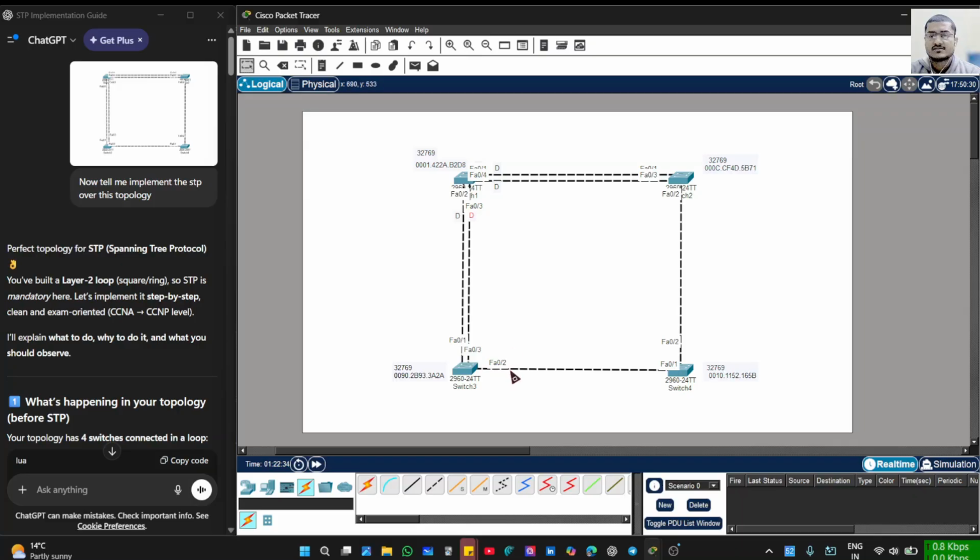If I have 1 Gbps, like on the Gigabit Ethernet interfaces, then the cost is 4. And if we have 10 Gbps on any interface, then the cost would be 2.